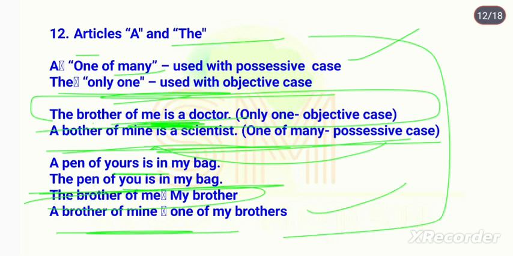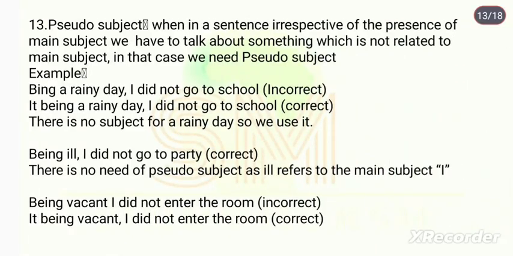So we can see this. यहाँ से भी बहुत चांसेस बनते हैं मिस्टेक्स होने के. Next, pseudo subject. This is very interesting. Pseudo subject means क्या, false subject. जिस सेंटेंस में सब्जेक्ट ना हो फिर भी हमें सब्जेक्ट यूज करना पड़ेगा. So that is pseudo subject.